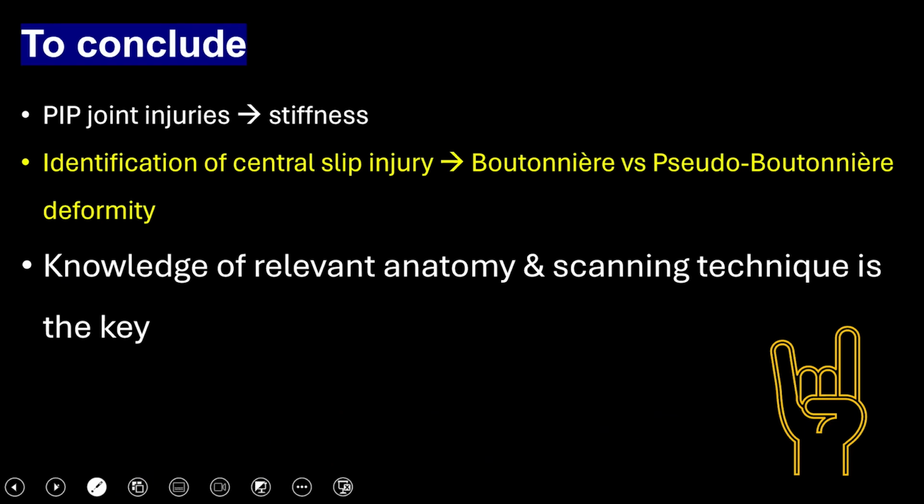So to conclude, PIP joint injuries, if not treated, lead to stiffness, which could be on the extensor aspect or the flexor aspect. Identification of central slip injuries is of paramount importance to differentiate between boutonniere versus pseudo-boutonniere deformity. And most important, knowledge of the relevant anatomy and the scanning technique is of paramount importance to identify which structures are involved in the injuries, which may help the clinician in the management of the disease. So thank you for your kind attention.